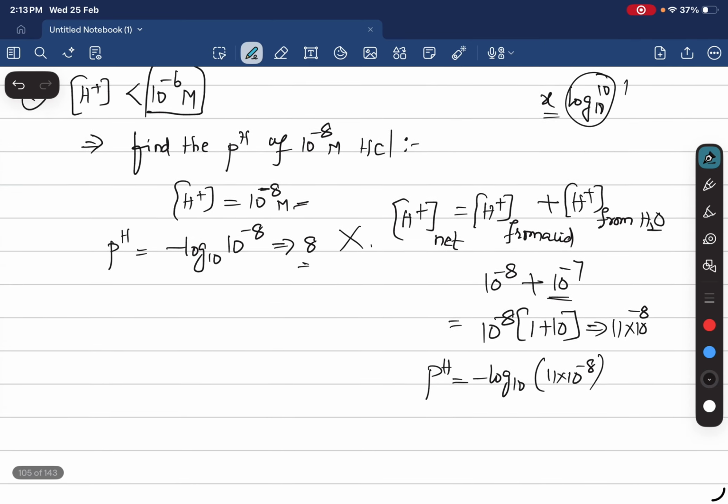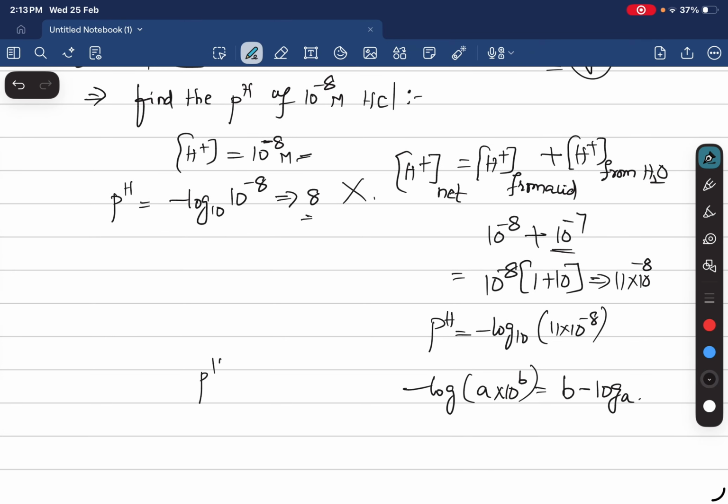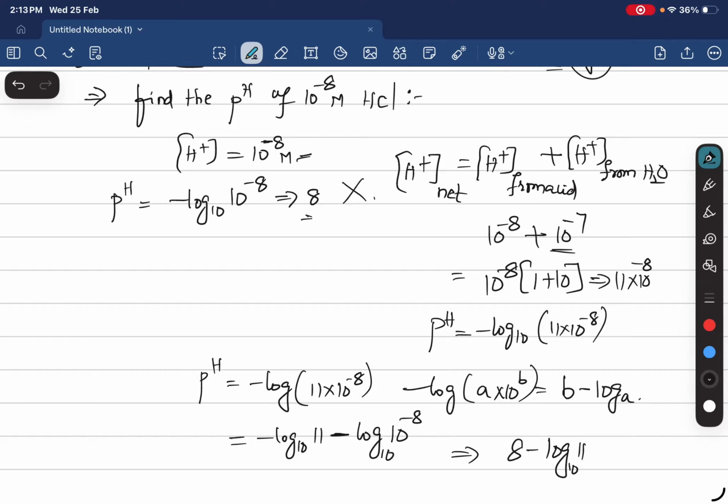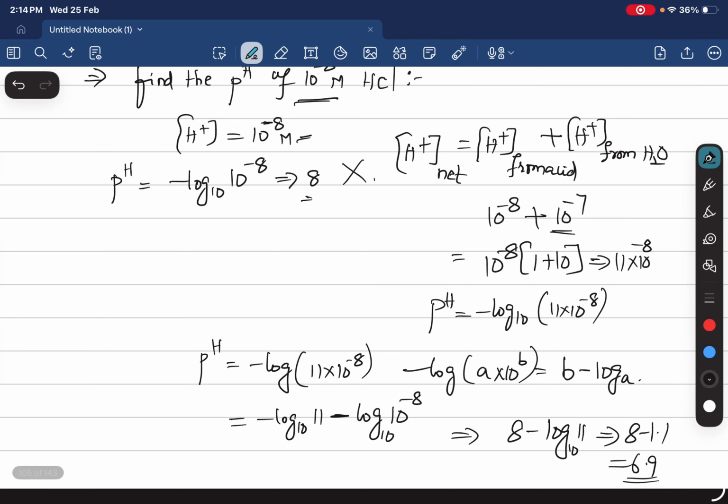What formula can we substitute here? pH equals negative log of 11 into 10 power minus 8, which we can write as negative log 11 plus negative log of 10 power minus 8, which can be written as 8 minus log 11. Then log 11 is nearly 1.1, so that is 6.9. This is the answer if the H plus ion value is less than 10 power minus 6. So hope it is clear.